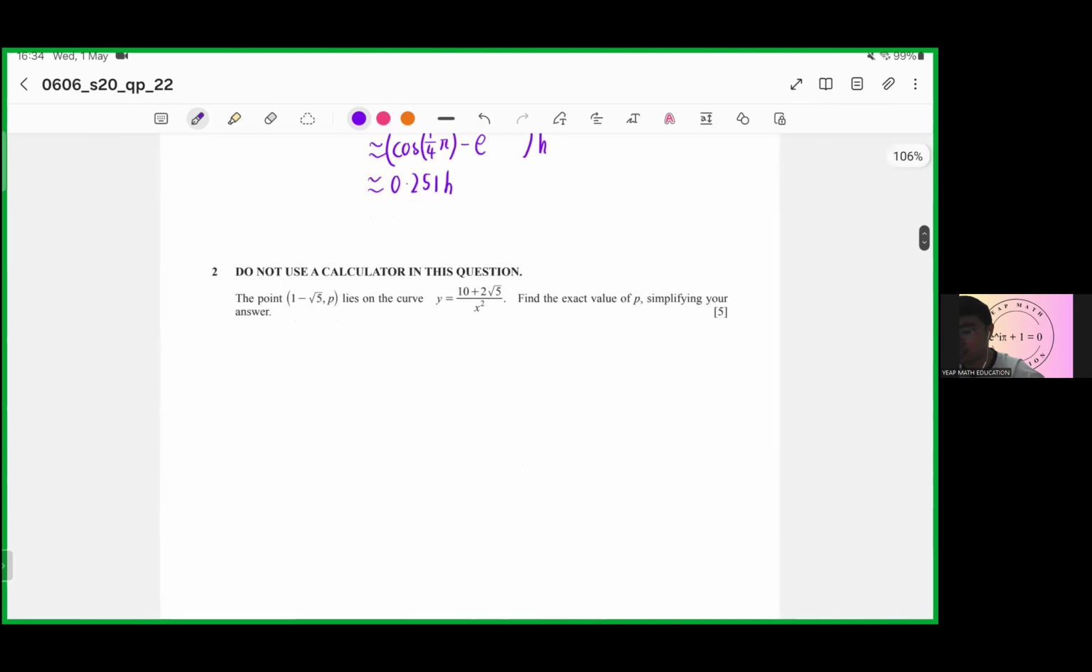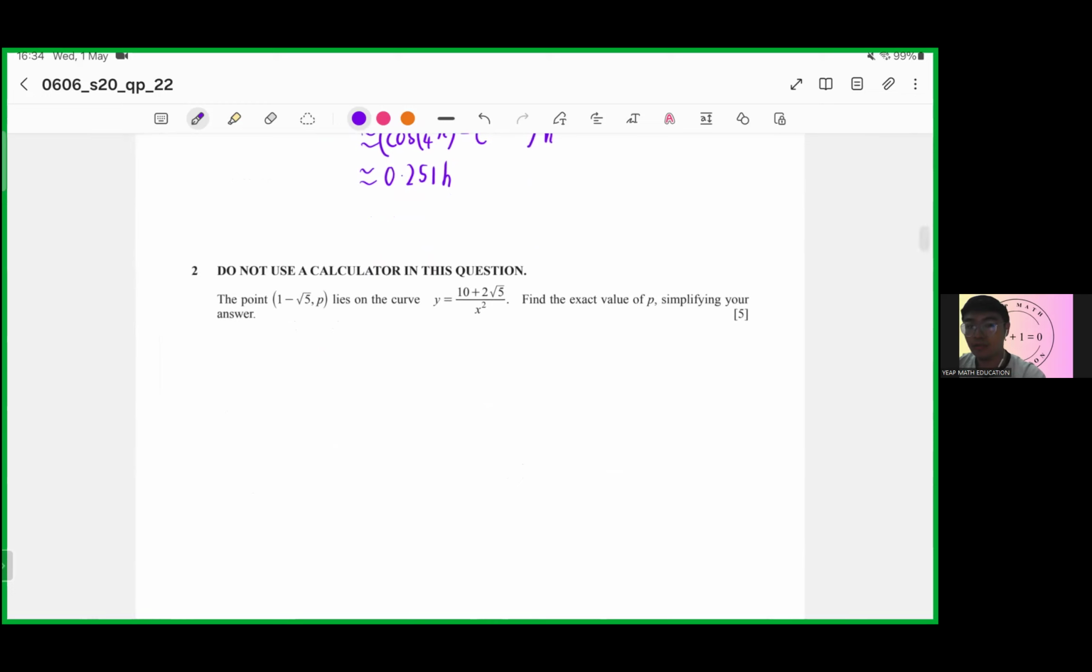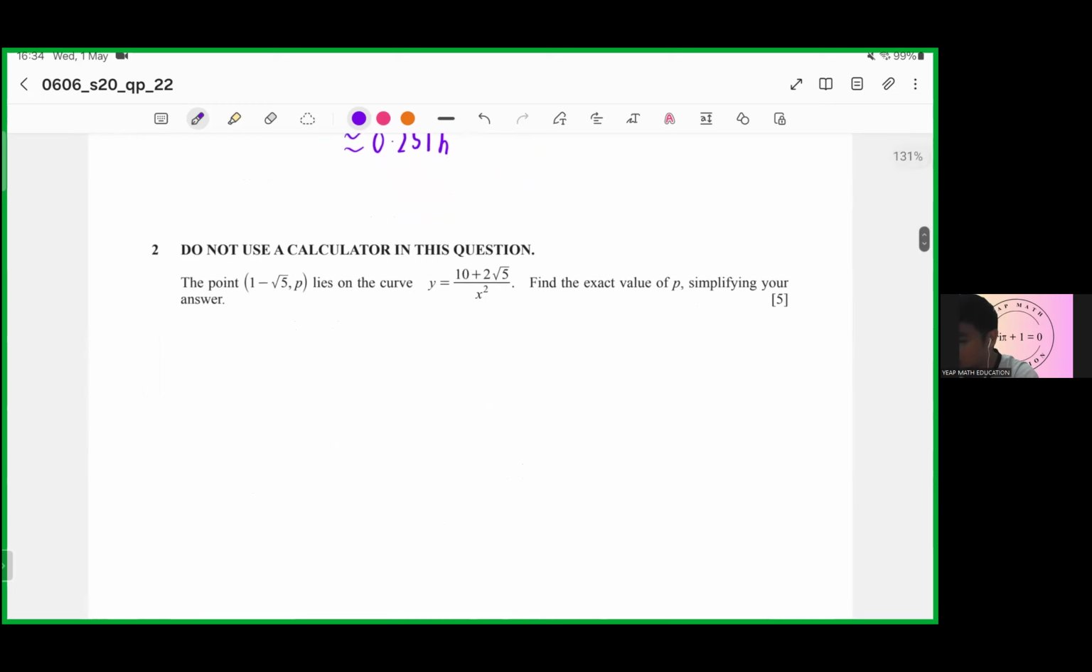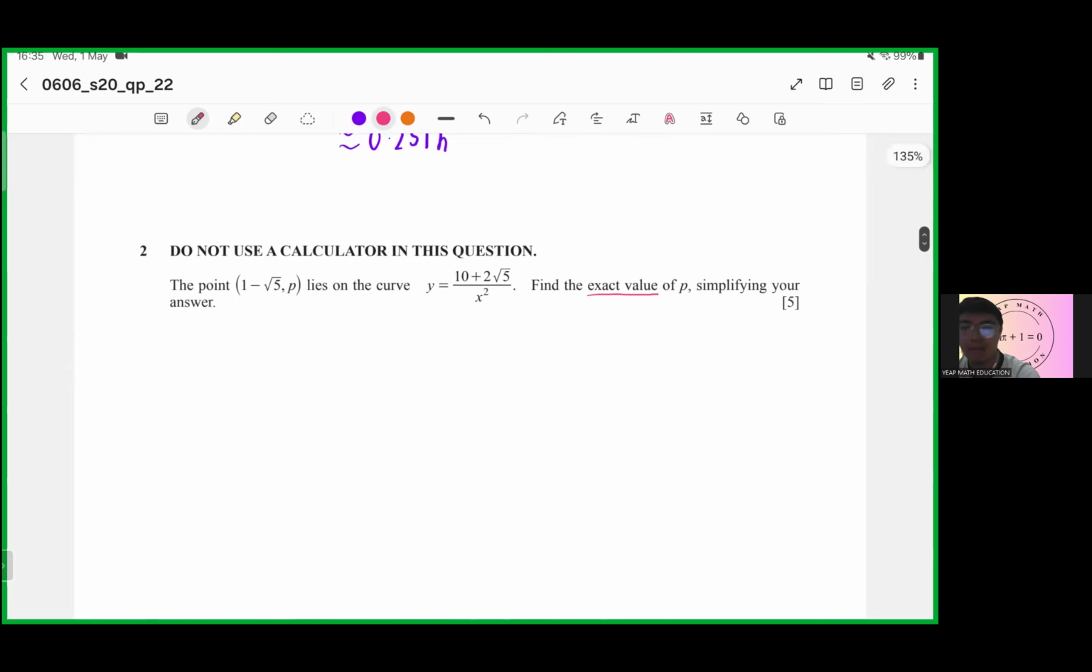So now we look at question 2. Question 2 says do not use the calculator in this question, so you need to use your steps of calculation. Now we see the point (1 minus root 5, p) lies on the curve y equals 10 plus 2 root 5 over x squared. So find the exact value of p, simplifying your answer. Now he says exact value, that means your answer should not be in decimal places or calculator form. Make sure it is in pi or surd form. I hope you guys can understand.